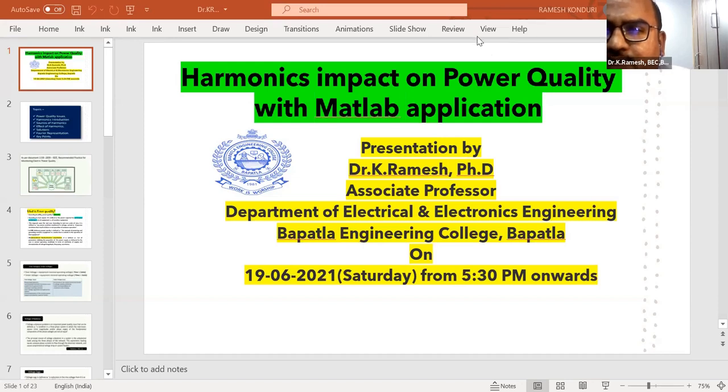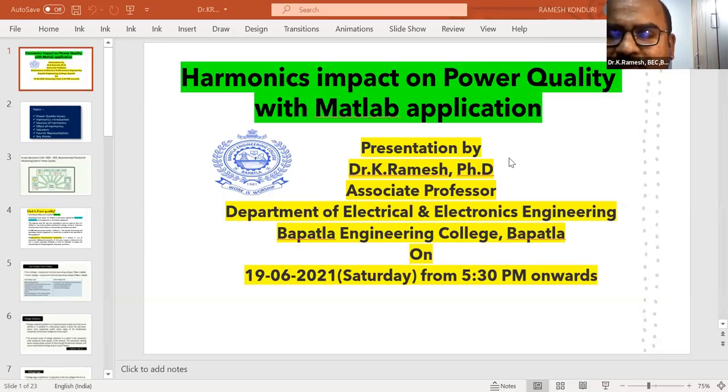This is harmonics impact on power quality with MATLAB applications. So here, basically, wherever we go, we search for quality, whether it is any kind of work or any kind of our livelihood. We search for quality. So the power that we receive, or that is being consumed by us, should be of quality in nature.